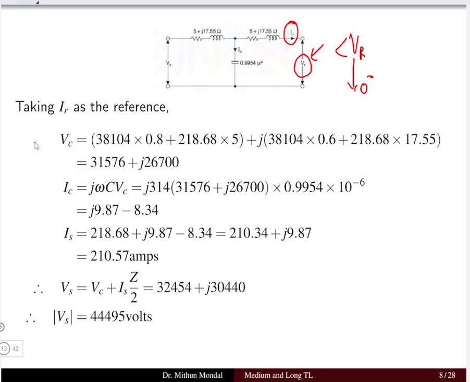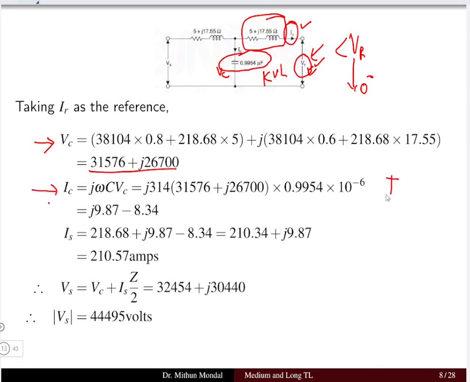For example, if we want to calculate the voltage of the capacitor, since we have already determined IR and VR that is given to us, we can determine VC using the KVL in this particular loop. So the voltage of the capacitor is the voltage of the receiving end plus net drop in this line. So we have this value as the voltage of the capacitor, which has a real part and an imaginary part.